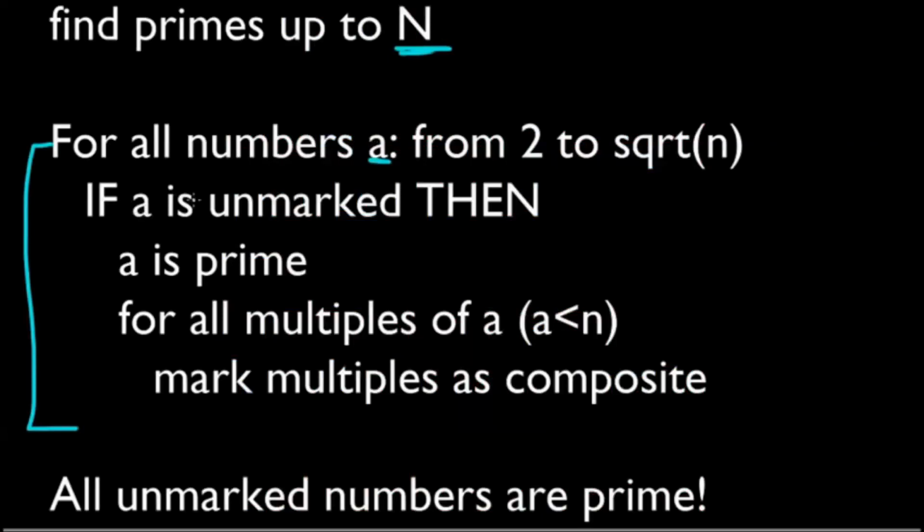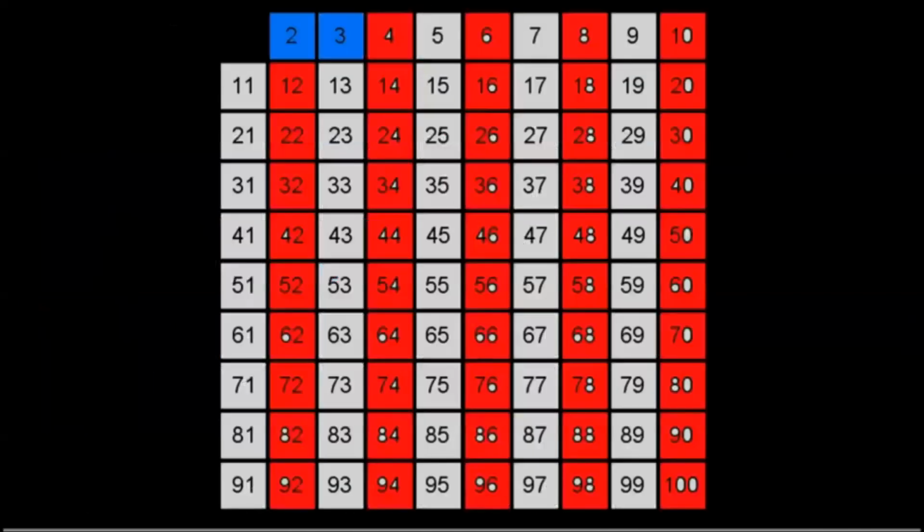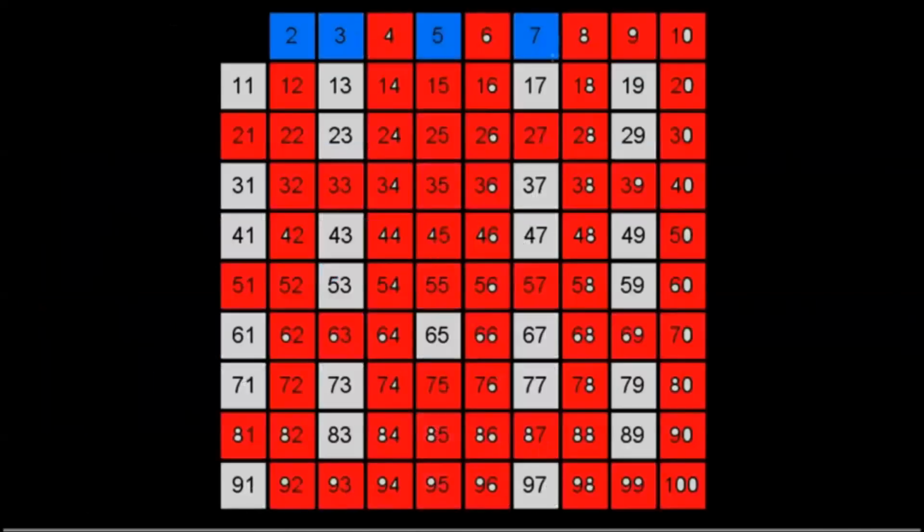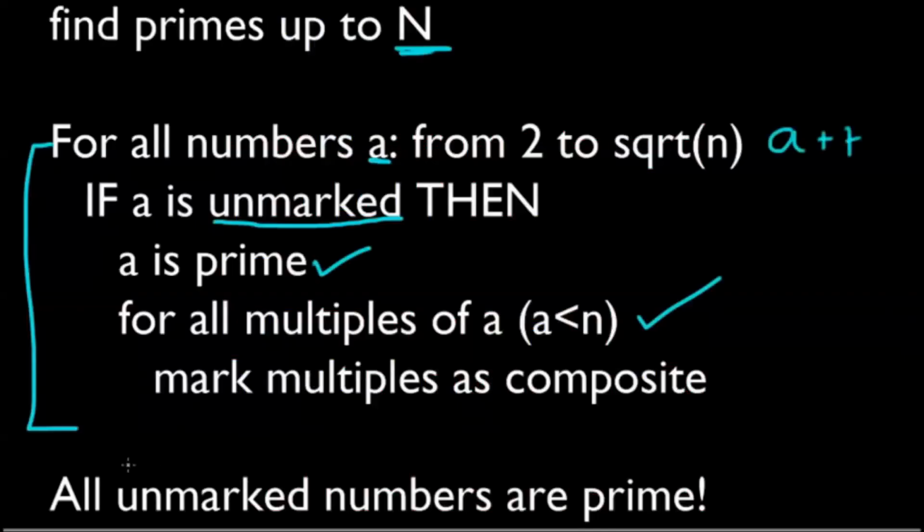If a is unmarked, then we know a is prime. And when we find a prime number, we mark all multiples of a off as composite. And that's it. So you find a number prime, mark off the multiples, go back to the beginning, increment a by 1. So we're on 2, then we go to 3, then we go to 4, 5, and so on. And when we're done, we have all primes.